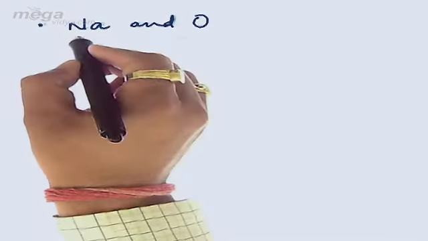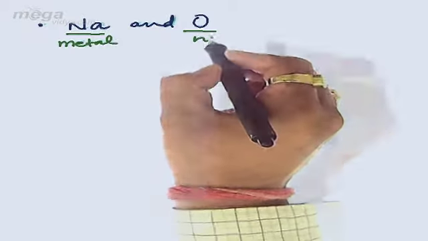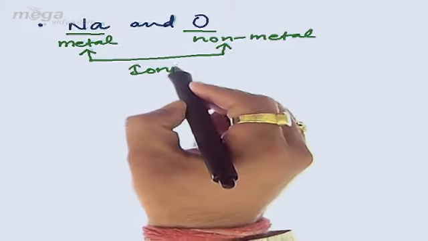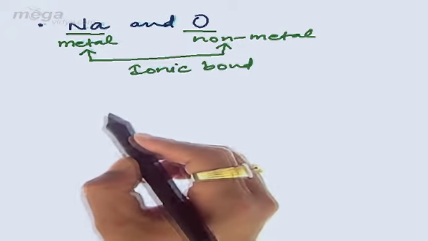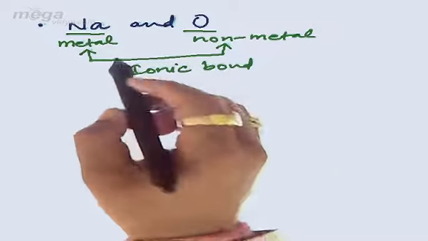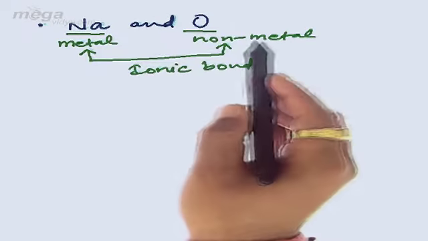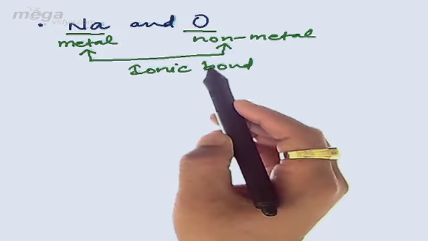I hope the reason is well known to us, that here in bonding we have the involvement of a metal and a non-metal. Now, as already discussed, between a metal and a non-metal we have the formation of an ionic bond. So the answer for this question, between sodium and oxygen atom, as one is the metal and the other is the non-metal, is that the possible bonding will be ionic bonding.